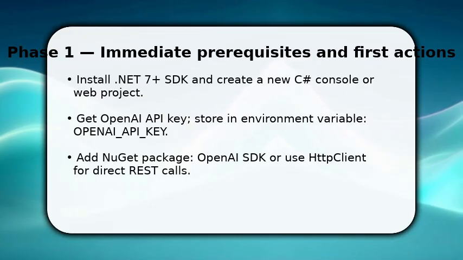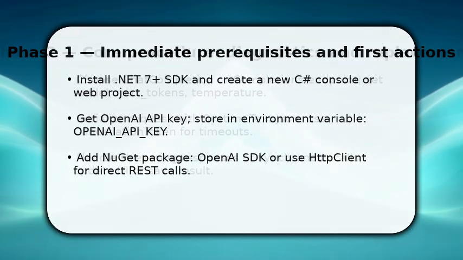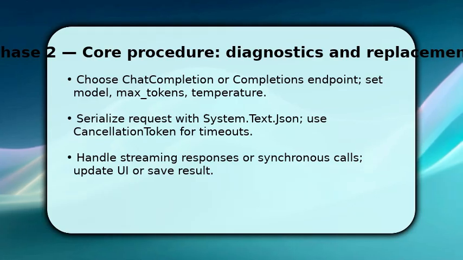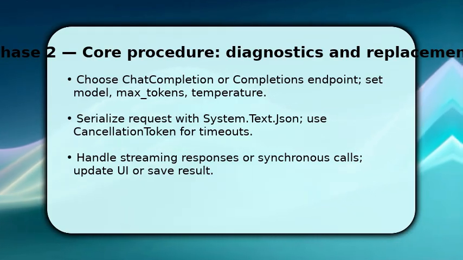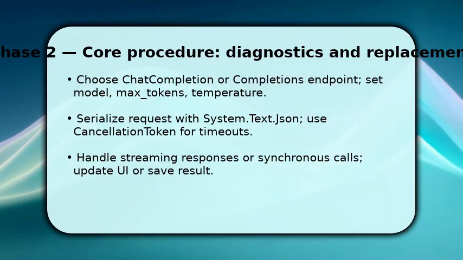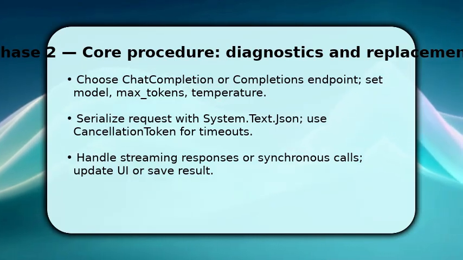Now implement the request and response flow. Authenticate your client with the environment key and choose chat completion versus completions depending on dialogue needs. Set model, max tokens, and temperature explicitly. Serialize your request using system, text, JSON, and send it with HttpClient or SDK methods while passing a cancellation token to manage timeouts.